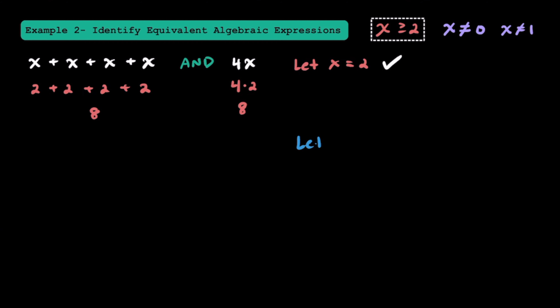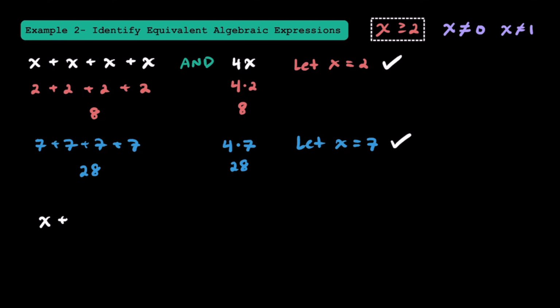What if you chose a different value, like x is equal to 7? Substituting in, we would have 7 plus 7 plus 7 plus 7, and that'll equal 28. Substituting 7 into 4x, that's going to be 4 times 7, and that's also equal 28. In both of these scenarios, we got true statements. You can plug in any value for x, and both of these expressions will be equal to each other.